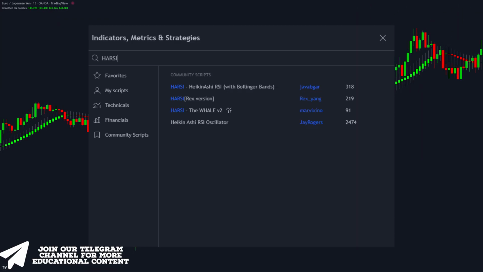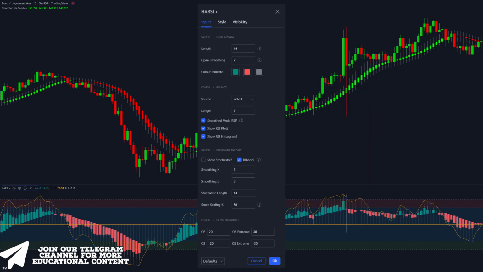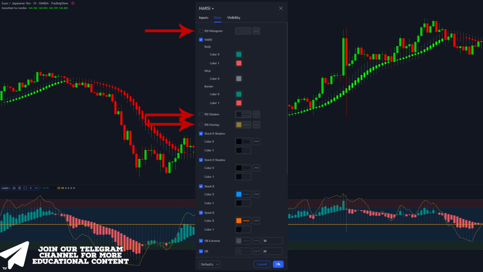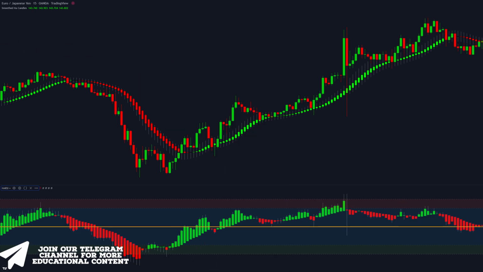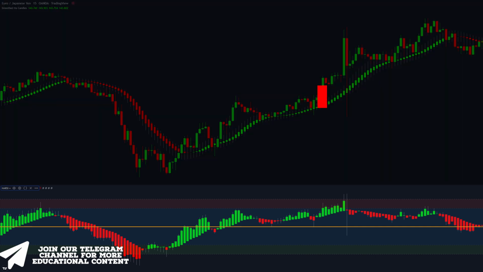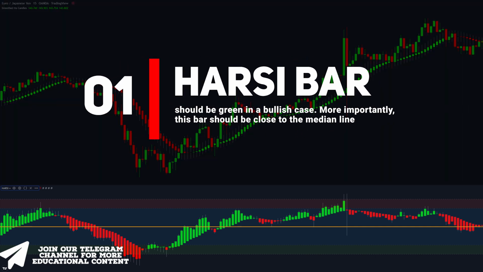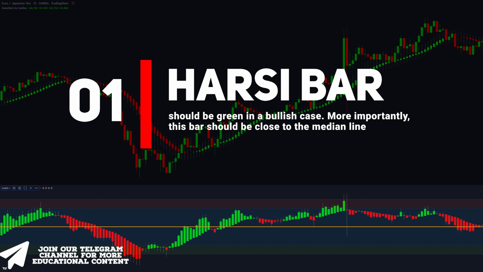Step 2. Go to the Indicators tab, type RC, and choose this indicator. Now, go to the settings and change Open Smoothing to 7. Also, let's switch to the Style tab and disable all unneeded stuff. So, here's a very key point. After spotting, for instance, a green candle in the previous step, we should confirm the signal through this indicator. With that, we should have a green bar along the bottom as well, and more importantly, this bar should be close to the median line, meaning this orange line right here.